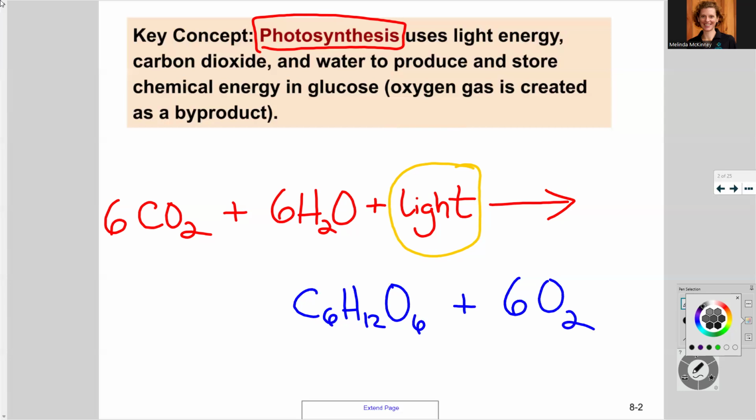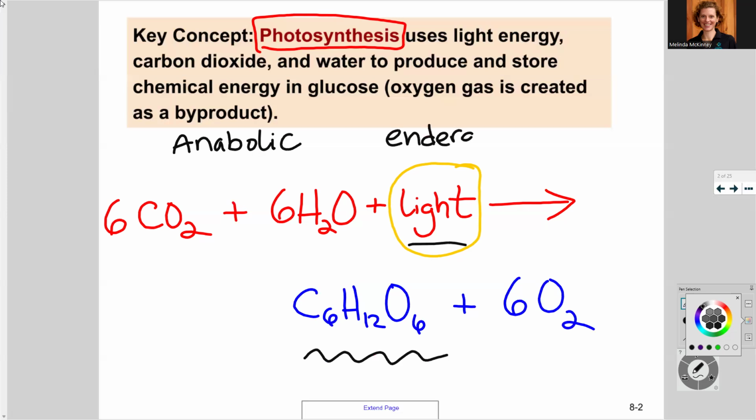So in this reaction, we're going to be building something up. So the reaction is anabolic. We're making a larger molecule from small molecules. We're requiring light energy, so that's endergonic.